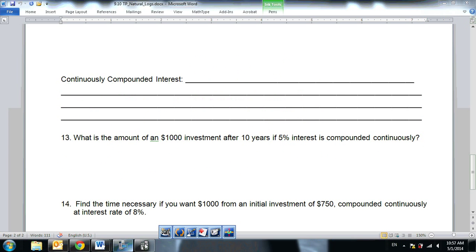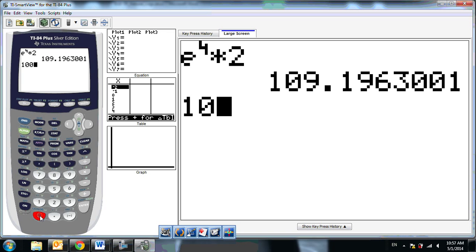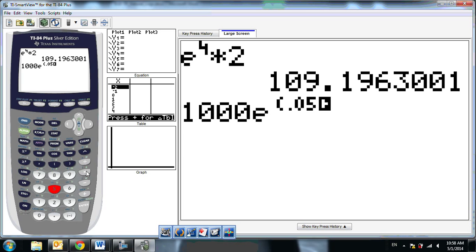All right, let's calculate this. So I have 1,000 times e to the 0.05 times 10 power.